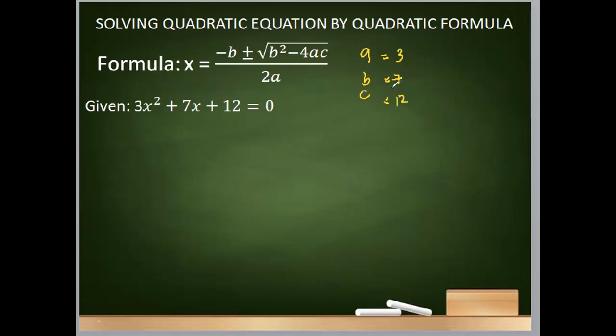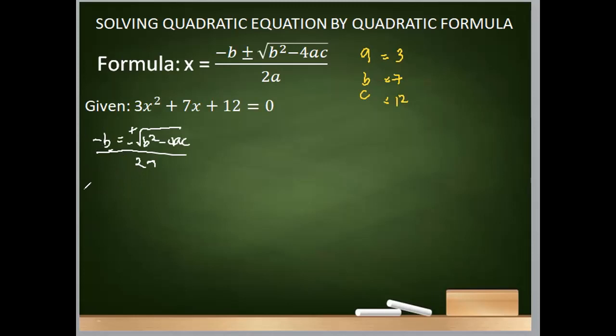Okay? Okay, so now let's proceed by substituting these values sa ating given formula, which is x equals negative b positive and negative square root of b squared minus 4ac all over 2a. Okay, don't forget that we need to write first the formula para hindi po kayo nalilito. So now let's plug in all the values sa ating given formula.